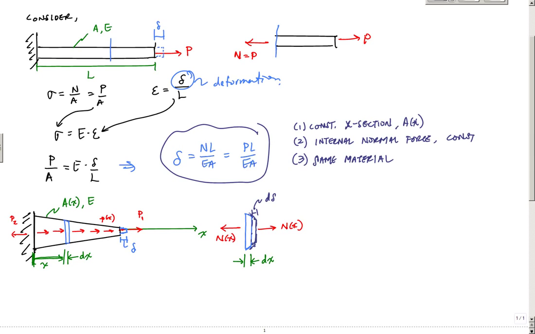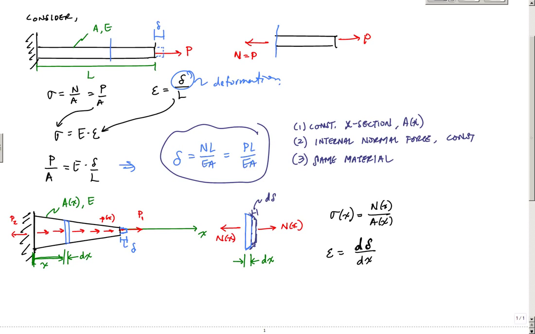And the stress at this point, the sigma at x, is equal to N of x divided by the area at x, right there. And then the strain is the change of that little increment, or the element right here, over dx, d delta over dx.